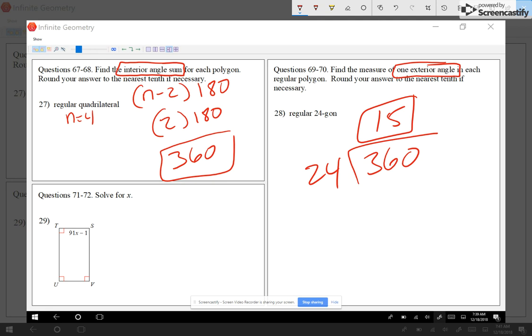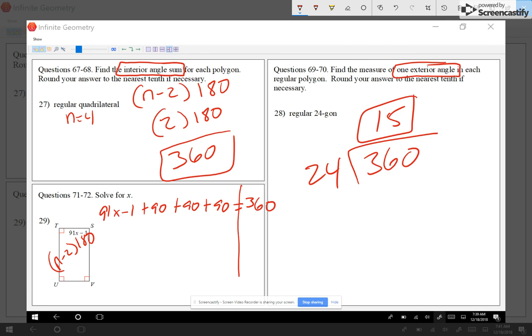Now, number 29, the idea for 29 is add the angles on the inside. I'm just going to go 91x minus 1 plus 90 plus 90 plus 90 is equal to 360, because I'm doing the formula n minus 2 times 180. If I add all the angles on the inside, I know some are 90s, and you guys might be thinking of doing it other ways, but it's not always going to be a rectangle. It could be a different picture.